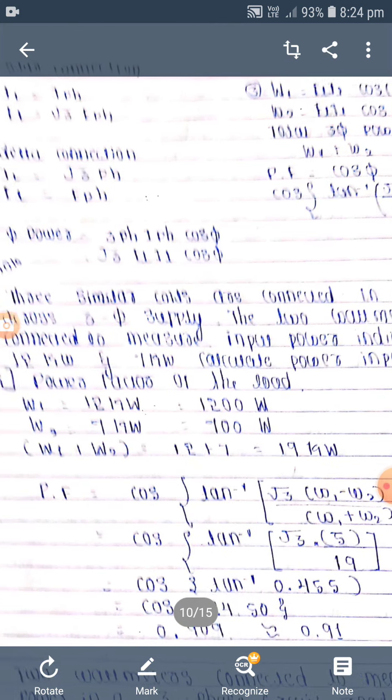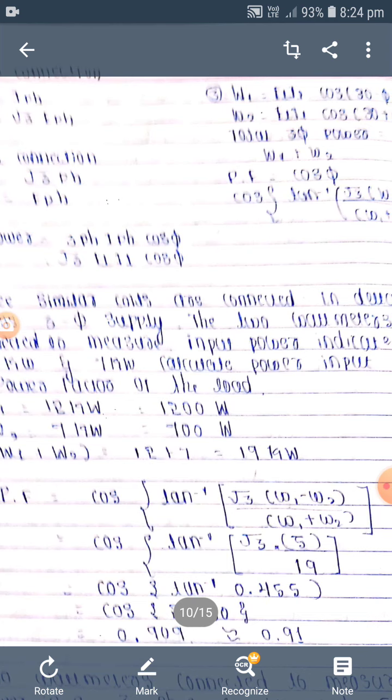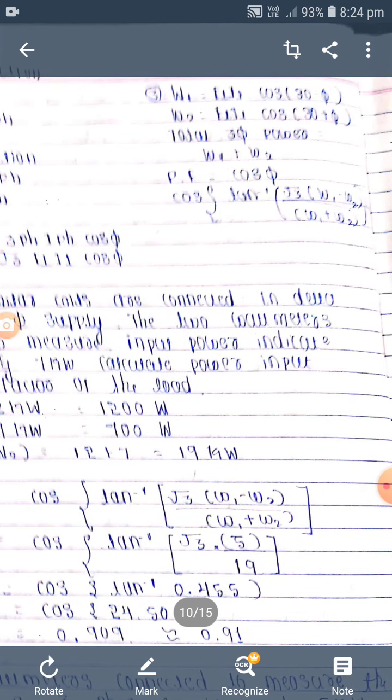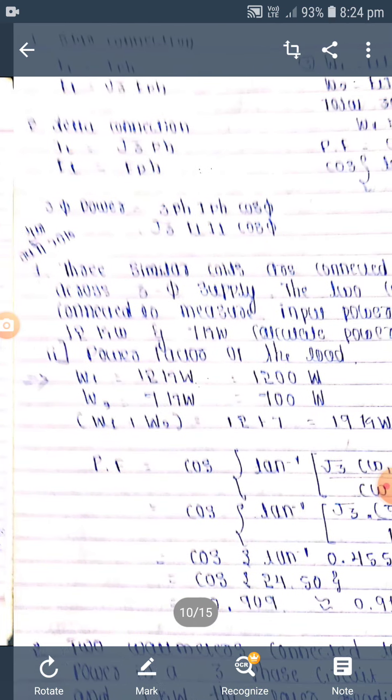The total power consumed in the circuit is equal to W1 plus W2. Then you can calculate the power factor in terms of wattmeter reading. Power factor is equal to cos of tan inverse of root 3 into W1 minus W2 divided by W1 plus W2. Let us take one problem.